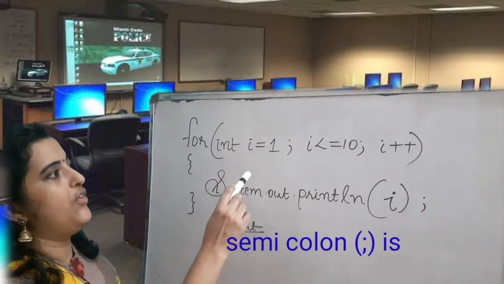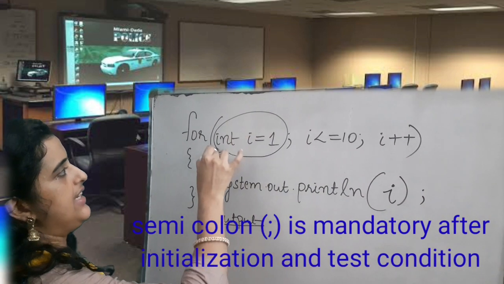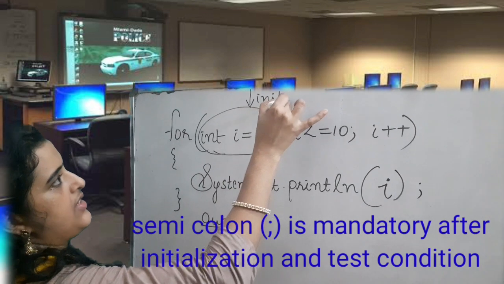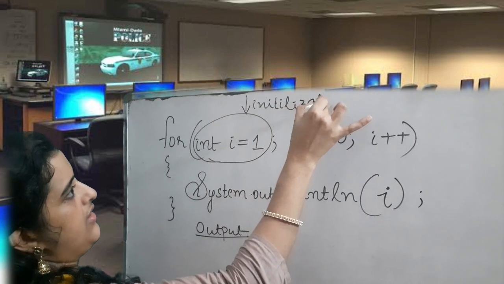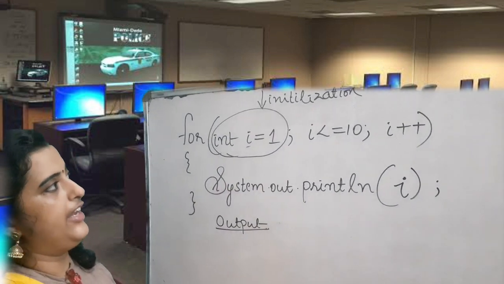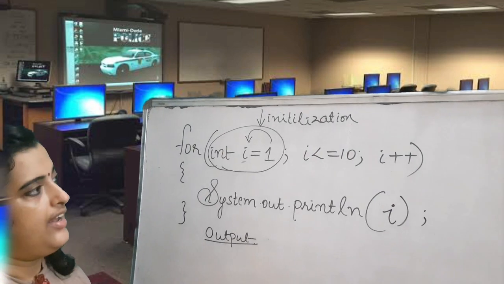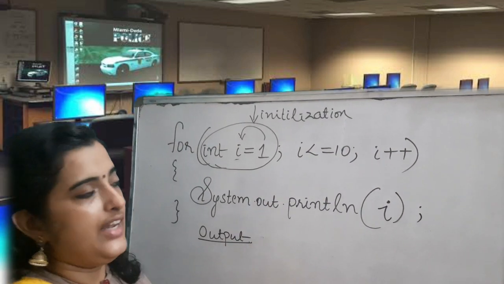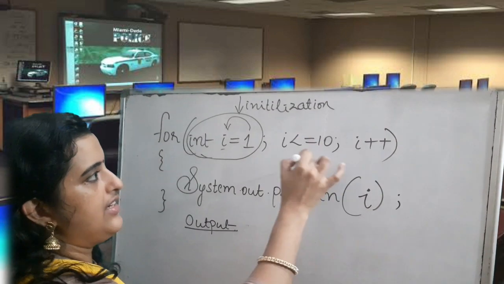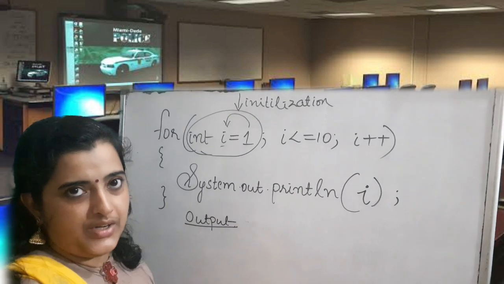Here is an example for loop. You can see the first part of the loop, that is the initialization section. Here I have initialized a loop variable, that is I, with the value 1. The value 1 will be assigned to the loop variable I. And in the second part you can see I mentioned the condition. This condition will decide how many times the loop body should execute.